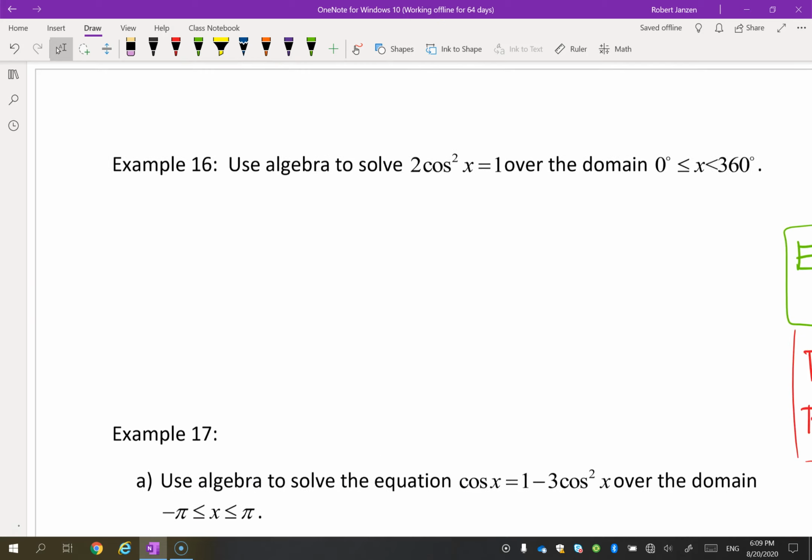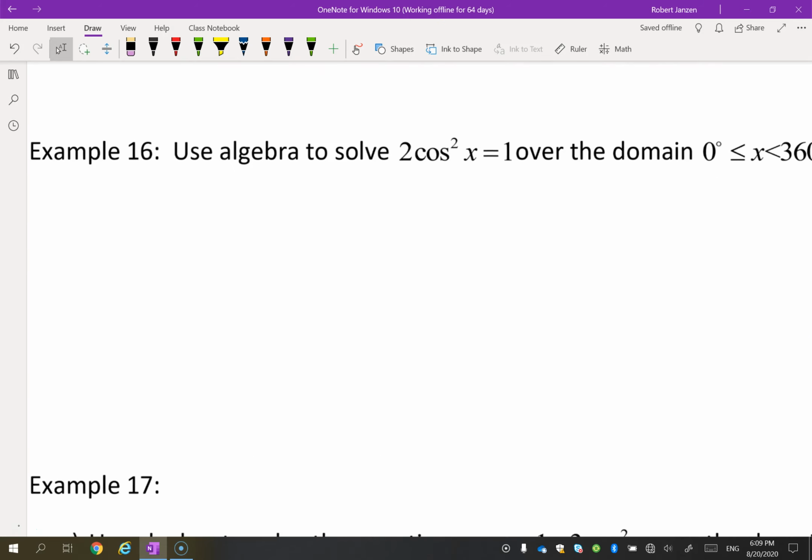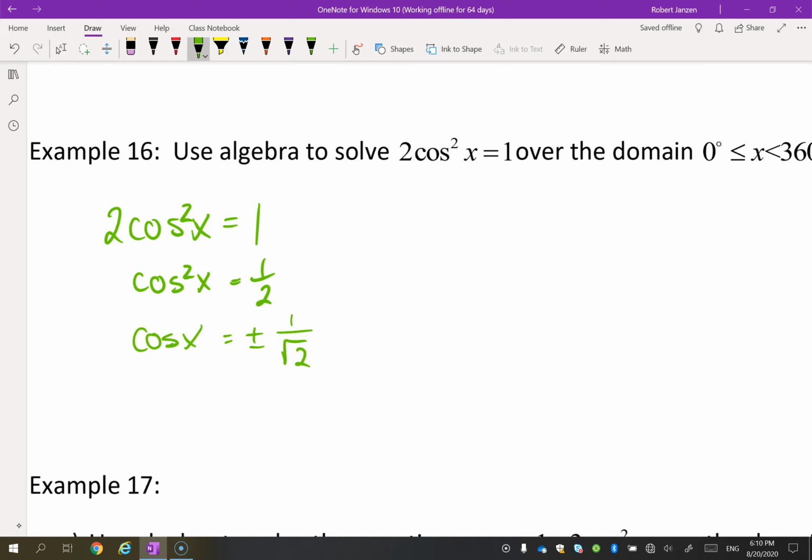All right. The only reason I want to show you this one, you've seen one like this, is be careful with the factoring. If I want to factor this, easiest way to do that is to look at perfect squares. So if I take the square root of both sides, I get plus or minus the root of 1, which is 1 over root 2. And so this is going to be in all four quadrants. The reference angle is 45 degrees. So the actual angle is going to be 45, 135, 225, and 315.